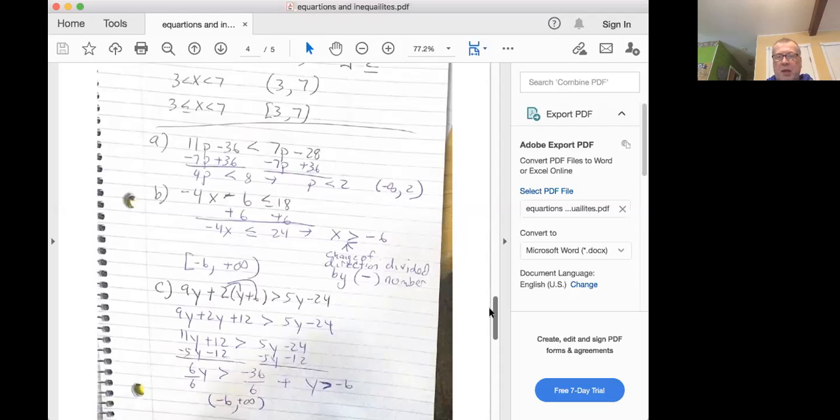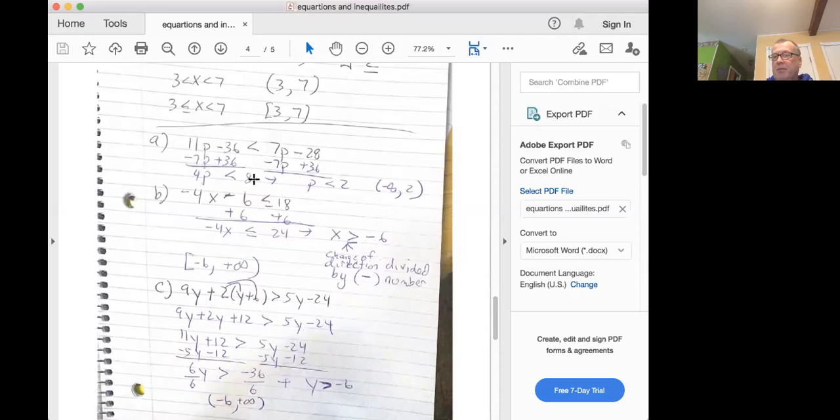Okay? And we'll do the interval notation for them. So 11p minus 36 is less than 7p minus 28. So we'll group the p's on one side. We'll group everything without a p on the other side. So that gives us 4p is less than 8.